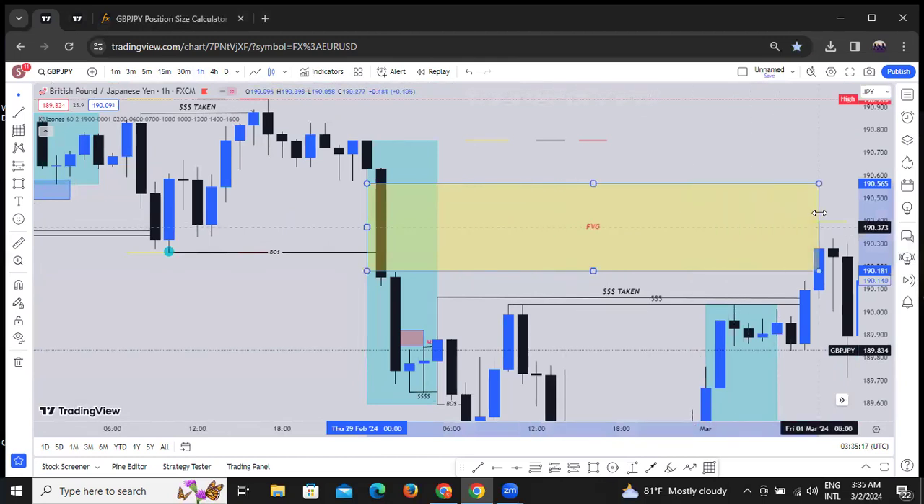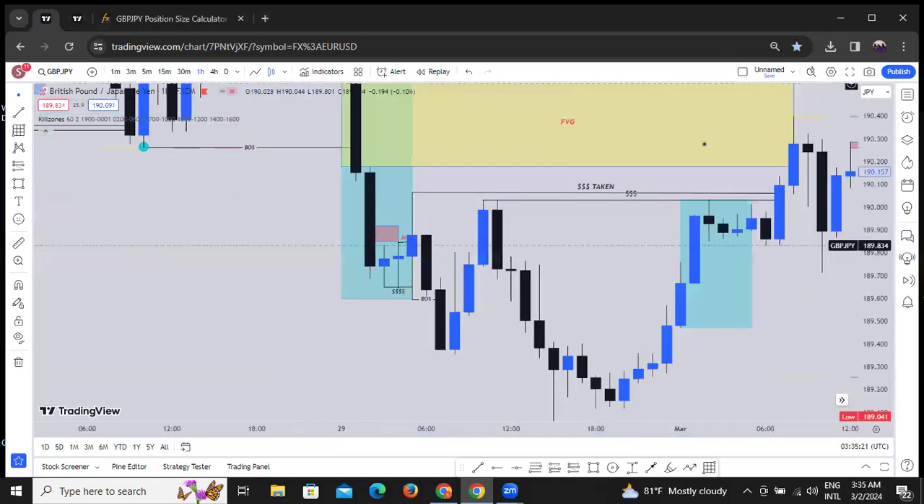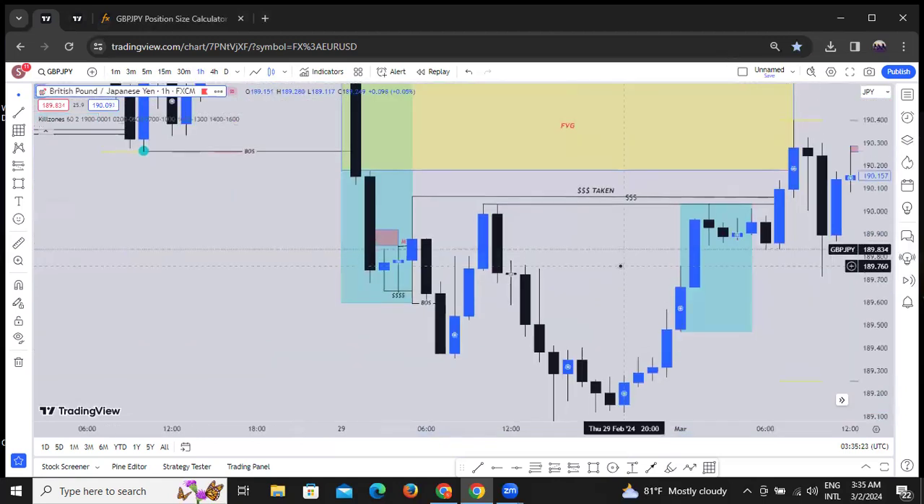So this is what I had. And then I saw this liquidity sitting right here. And this was a Thursday liquidity sitting right here. So I mark this one out.